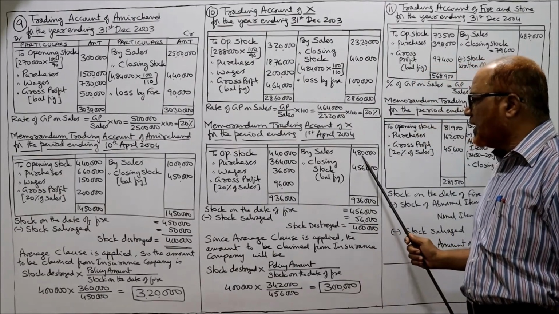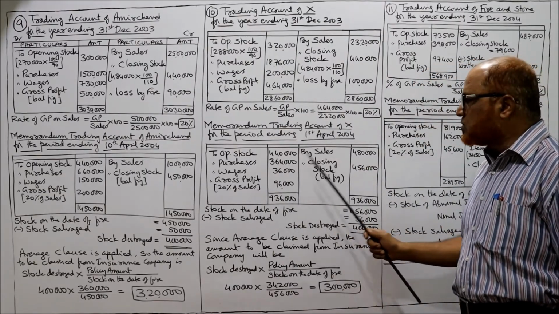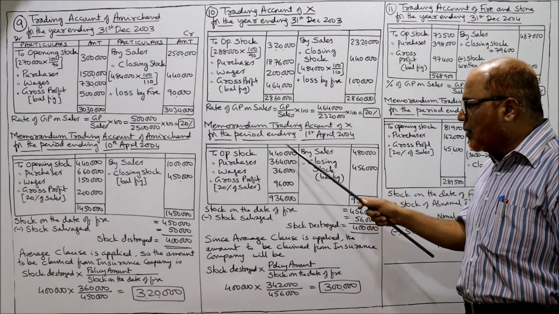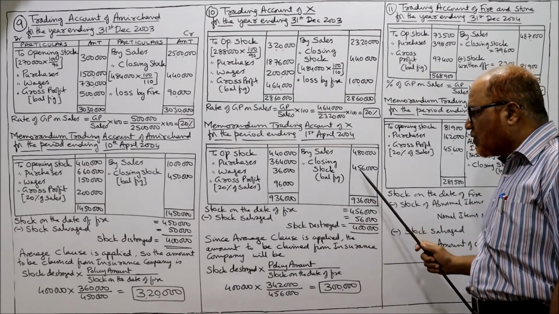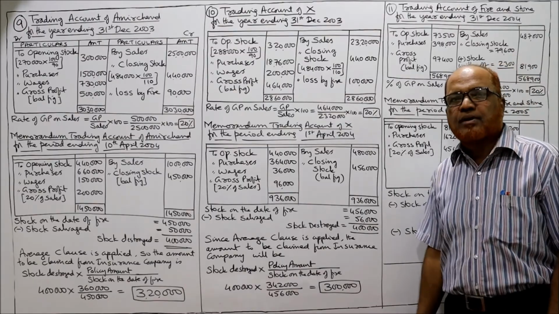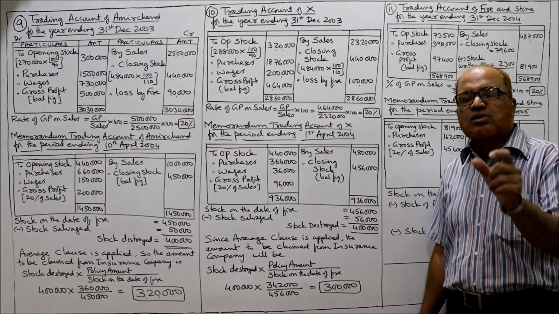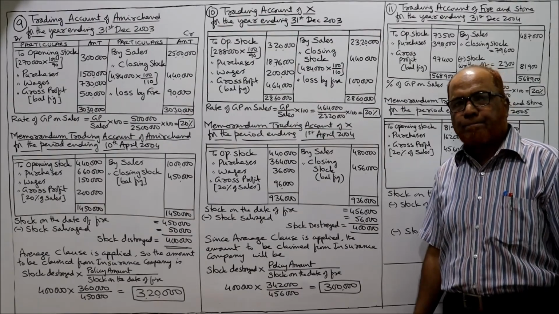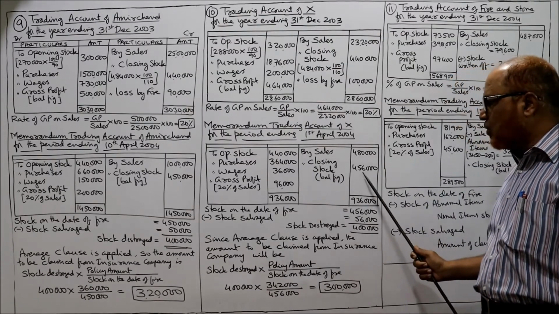Sales are given here 4,80,000. So 20% of 4,80,000, 96,000. Now balancing figure closing stock 4,56,000. So this 4,56,000 is the stock on the date of fire. Stock on the date of fire is 4,56,000.